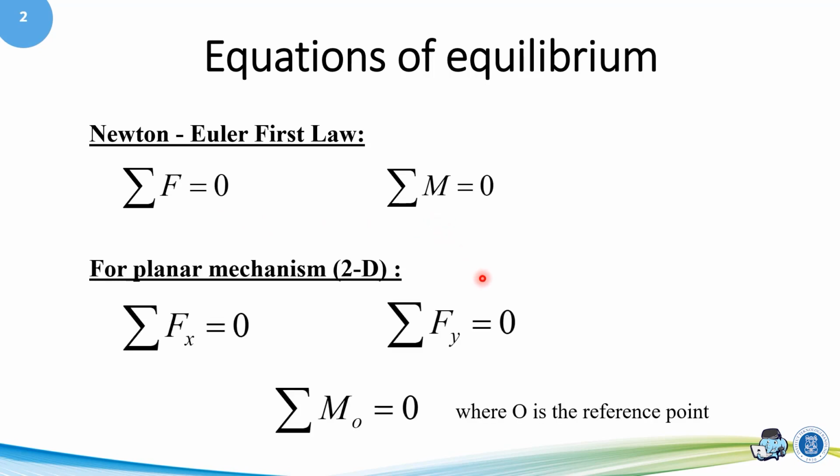In the planar mechanism, or two-dimensional, we have a total of 3 equations because the sigma force can be divided into x and y direction. So we have sigma Fx is 0 and sigma Fy is 0. And for the last equation, we have sigma moment equal to 0. Don't forget, for the moment, there should be a reference point. In this case, I will use sigma moment O equal to 0, where O is the reference point.